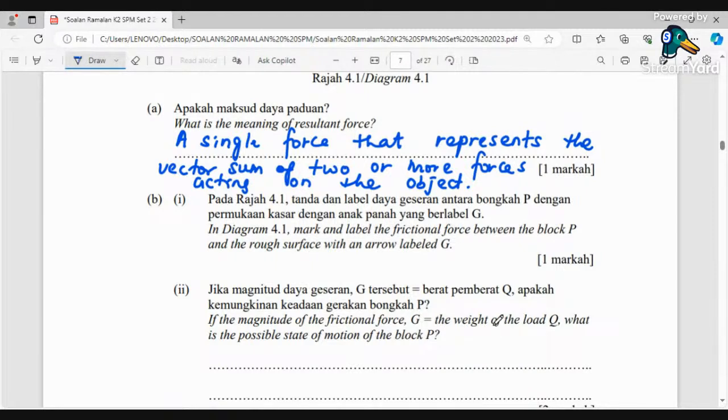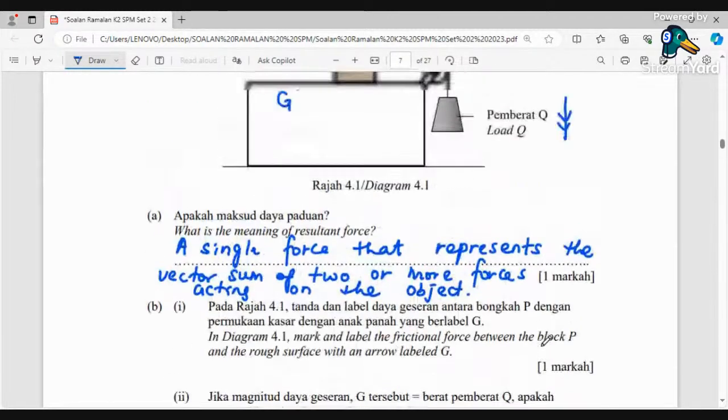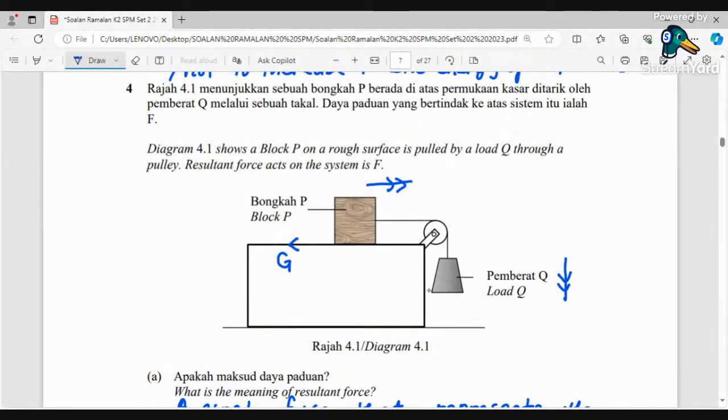If the magnitude of friction G equals the weight of load Q, what is the possible state of motion of the block P? Let's see what are the resultant forces acting on the system. There is the weight of Q, and of course there will be tension acting this way. If you consider the whole system, the tension will cancel between each other. So the whole system has only two forces acting on it.